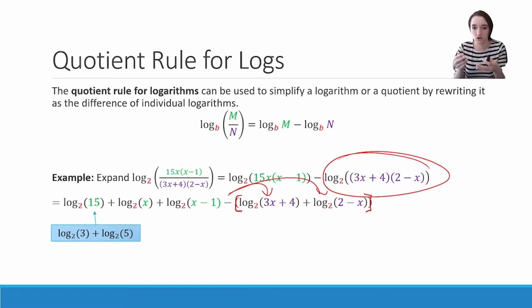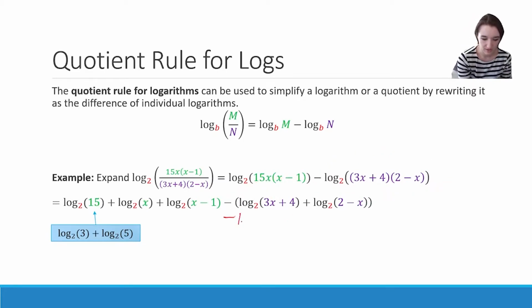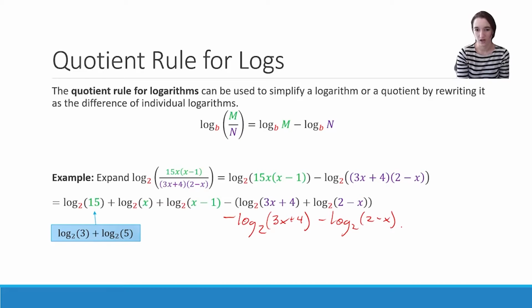So it's minus log base 2 of 3x plus 4 plus log base 2 of 2 minus x. Alternatively, yes, you can write it as minus log base 2 of 3x plus 4 minus log base 2 of 2 minus x. I just know that this is something that often gets forgotten.